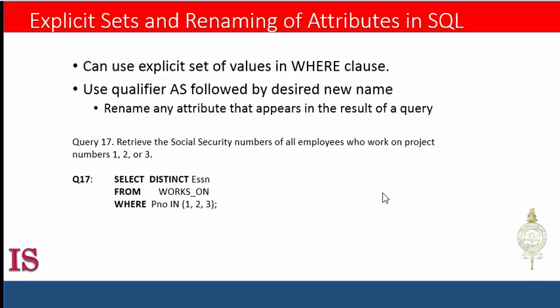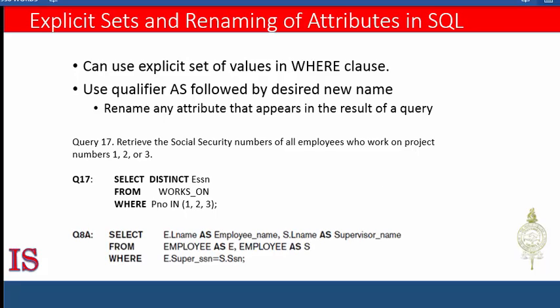But that's another story. In SQL, it is possible to rename any attribute that appears in the result of a query by adding the qualifier AS followed by the desired new name. Take a look at query Q8A. Select e.lname as employee_name. We have two aliases here. The first alias is this E, which represents the employee table as we see described right here, employee as E. The second alias is this employee_name, which is an alias for the attribute name lname.